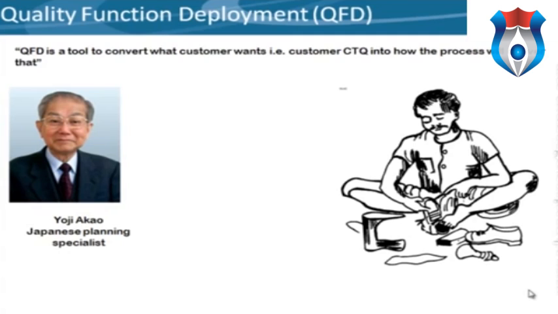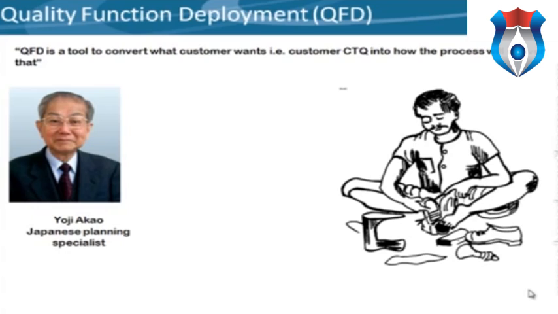So basically he developed quality function deployment, a tool we use to transform what the customer wants into how that will be delivered to the customer. In other words, you can say that this helps us translate the voice of the customer into the voice of the engineer. What the customer wants, and how you are going to deliver that.